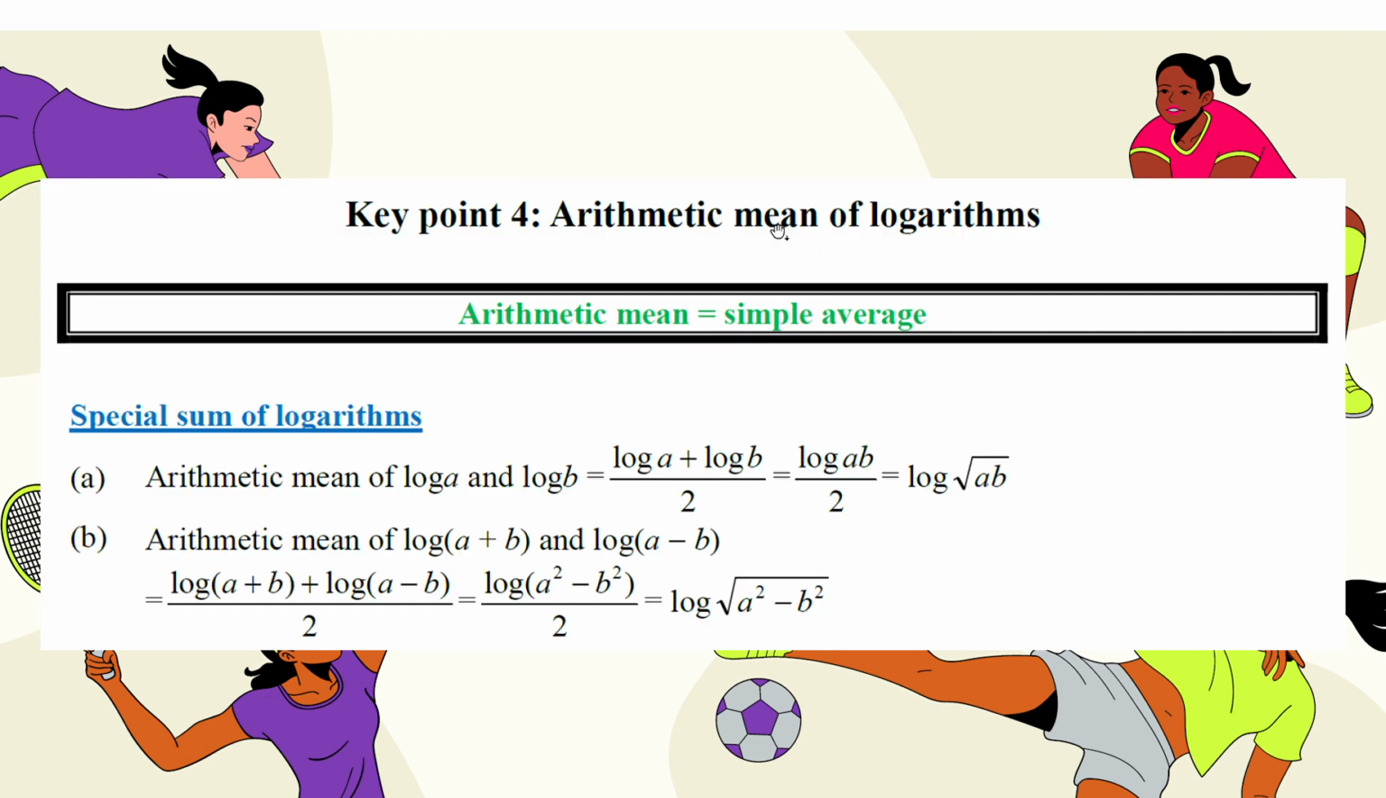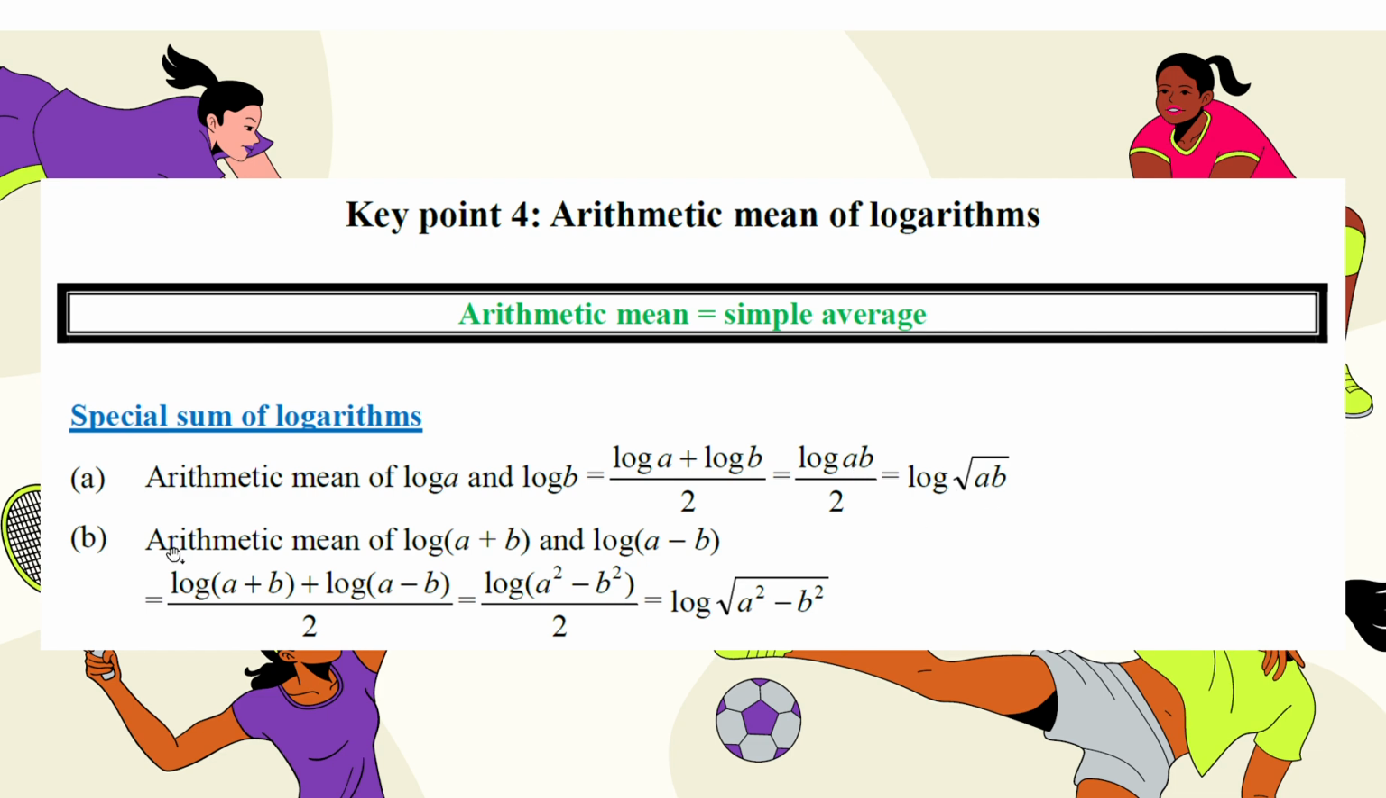And then the arithmetic mean of logarithms. We talk about the arithmetic mean. We encountered it several times. Actually, it's the simple average. Special sum of logarithms: the arithmetic mean of log a and log b, we can say it's (log a plus log b) over 2. Definition, right? Add the two numbers together and divide by 2. And then log a plus log b is log ab, over 2 is a square root.